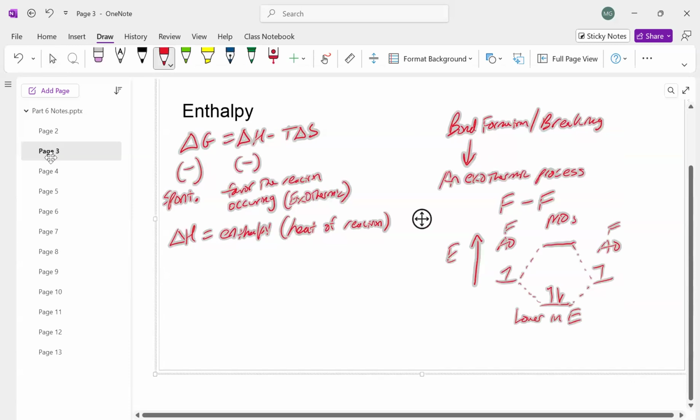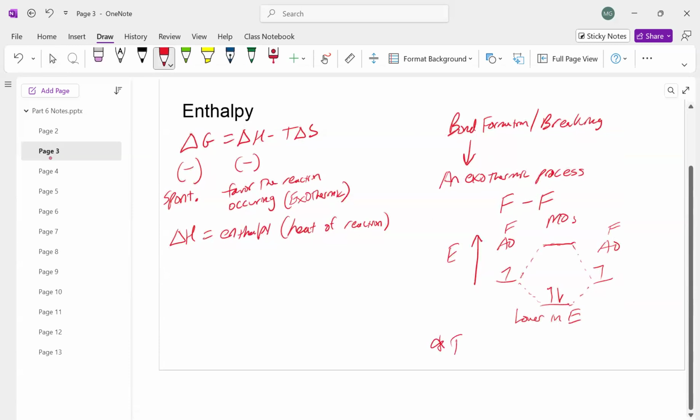Now, the reverse process, or bond breaking, requires energy.